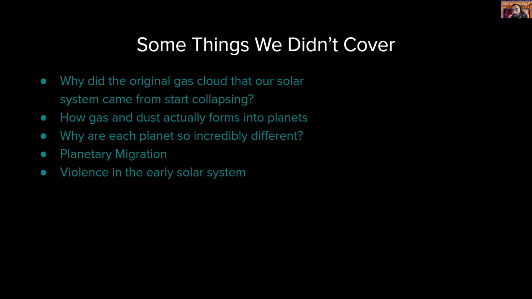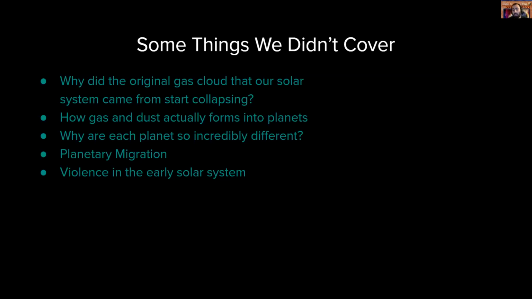We could also go into more detail about how the gas and dust actually formed into planets. I remember when I first learned about this, I thought that it was really simple, I guess, that smaller rocks clump together and those make big rocks, and those clump together and they make bigger rocks, and then eventually we have planets, and it all seemed really simple in my head. But actually, the more you look into it, it's incredibly complicated, and there's still a lot of open questions about that.